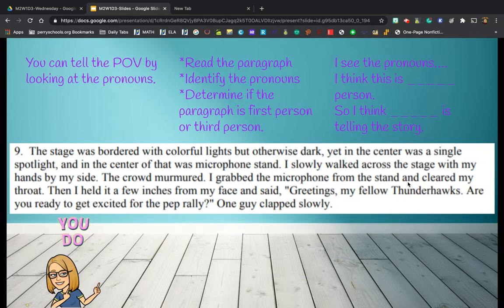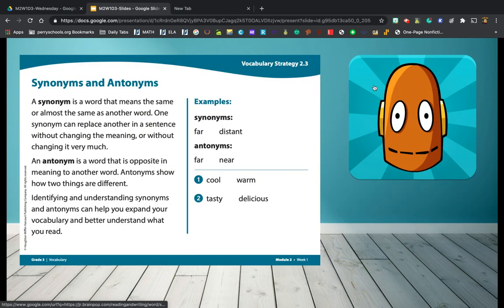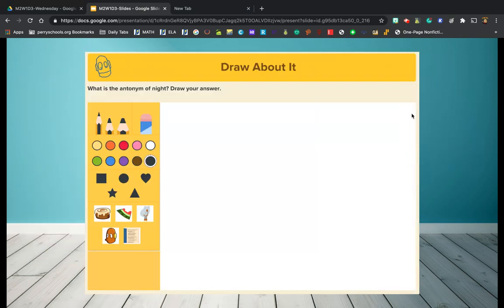All right, you guys are going to do this for your little section. It's a little paragraph just like we did in the video. You're going to answer and fill in this part by typing it into your Canvas page. After you complete that, you are going to read over the synonyms and watch the Brain Pop video. Then you will be doing two activities about synonyms. The first one is to draw the antonym of night. And once you watch the video, you'll be able to understand what an antonym is.